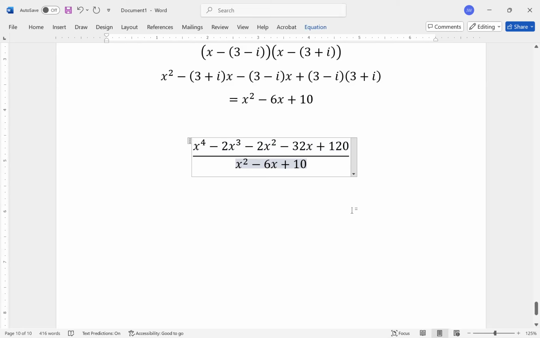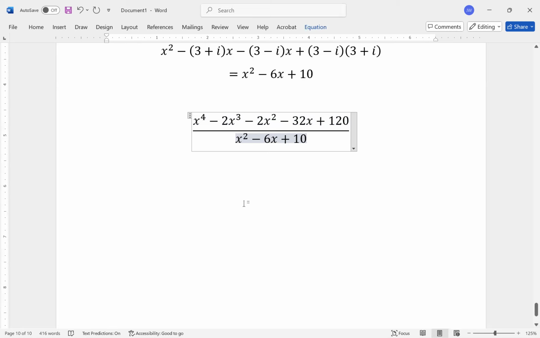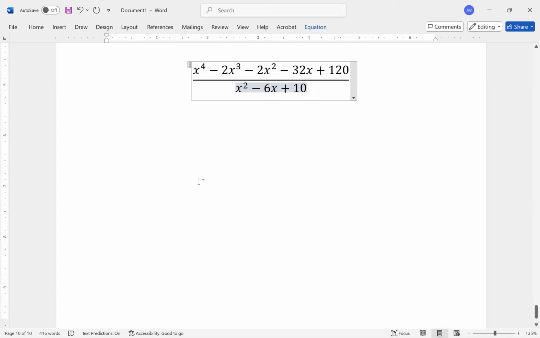This I cannot do using synthetic division easily. So I'd use long division on this one to divide. I'll go ahead and do that for you right now.